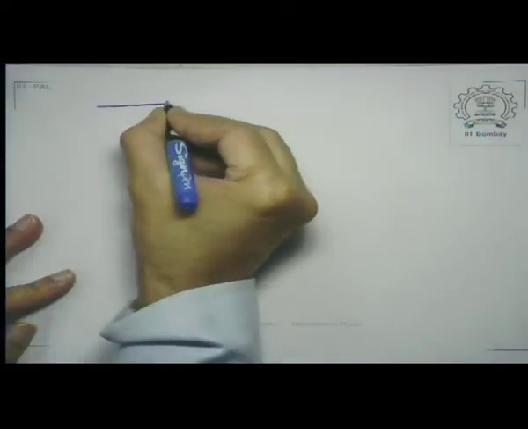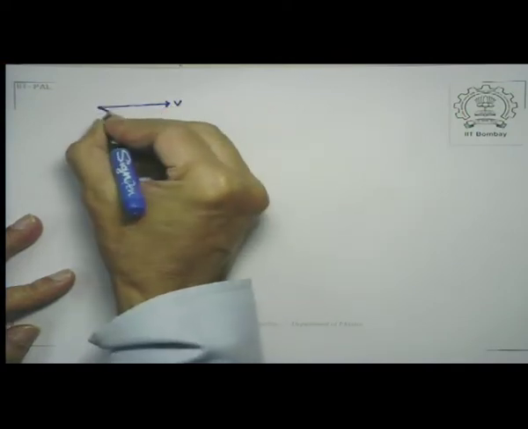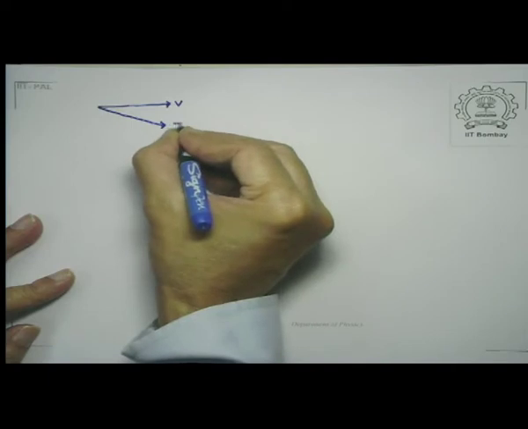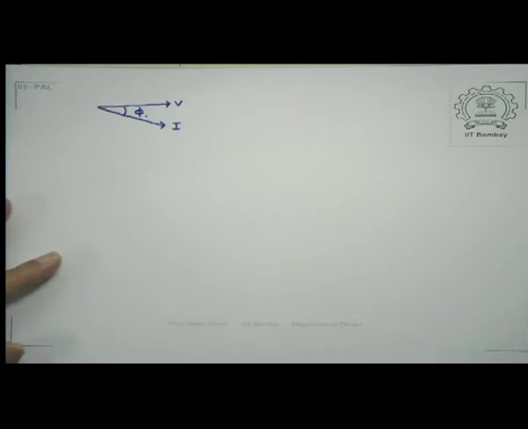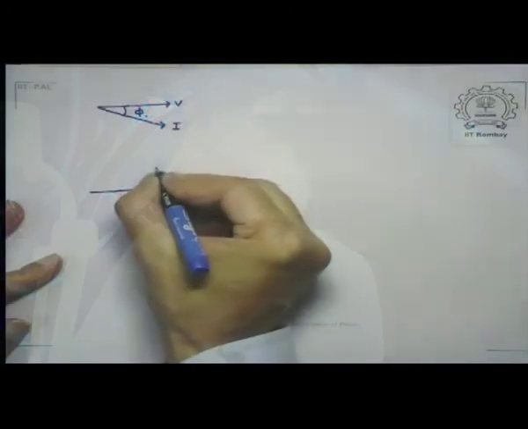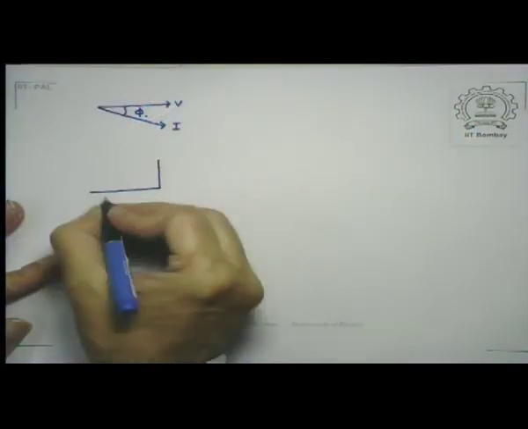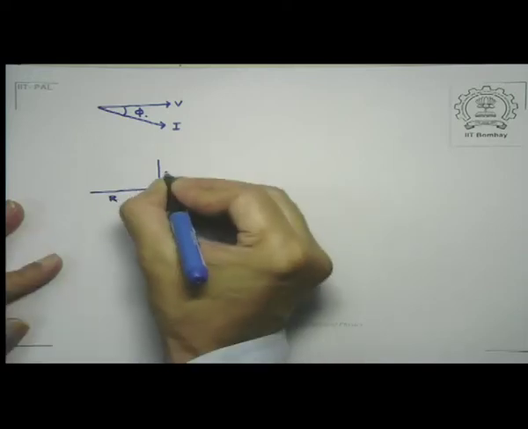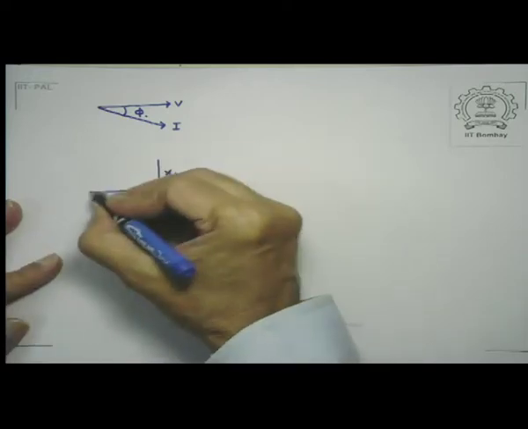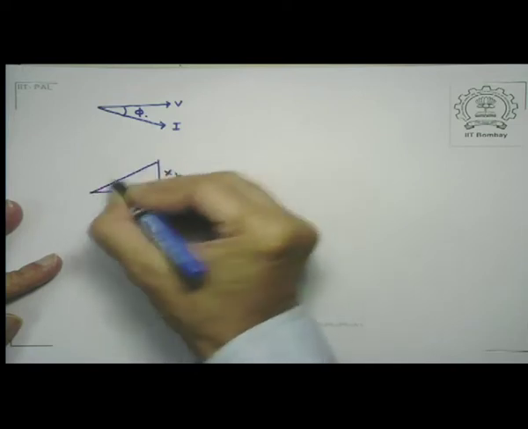Since we are talking about an inductive circuit, we have seen that the current lags the voltage by an angle phi. If you recall, the impedance was defined through a right angle triangle, and the various arms of the impedance triangle were given like this. If this is the resistance R and this is XL, which is the inductive reactance, then this is my impedance Z.